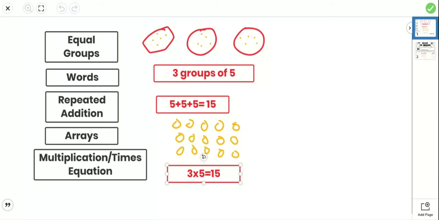So all of these mean the same thing. They all are showing 5 being repeated 3 times to make a total of 15. And remember, multiplication is taking the same number multiple times.